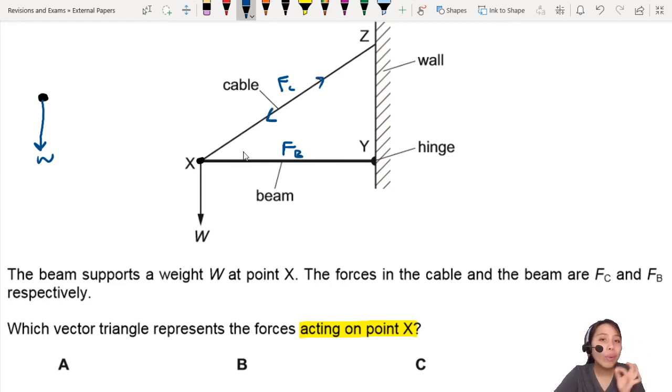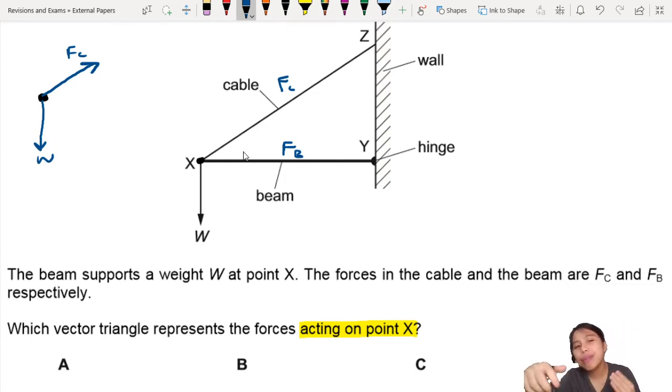How do we know? Well, we're thinking from the perspective of the dot X, right? So what holds the X up? The cable. The cable has to pull it up. So if you're looking from the perspective of X, your cable will be pulling it up. This is FC. Okay, and the last one, the beam.